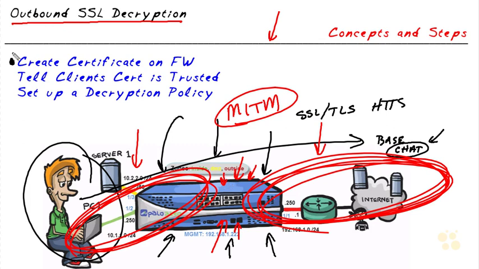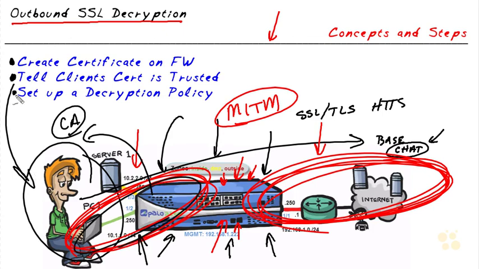So here are the steps to set this up. We're going to create a certificate on the firewall. Now, we're going to use a self-signed certificate on this Palo Alto firewall. If we had an enterprise CA server in-house, we could use that as well to assign a certificate. Either way works great. We're then going to go to our user computers, including Bob's PC, and we're going to tell that PC to trust the Palo Alto certificate that we're using for the outbound decryption. And that way, Bob's computer trusts the certificate that the Palo Alto is using.